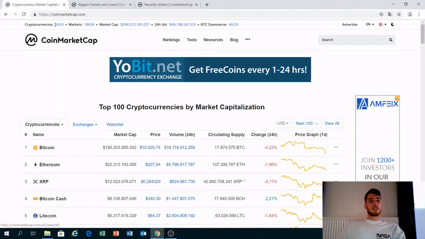As you can see, there are a lot of coins, and Bitcoin has dominance at almost 70%, 68.2% to be exact. So that's a lot. 68.2% of the whole crypto market is Bitcoin. That's because Bitcoin is popular, almost everybody knows about Bitcoin. That's why this number is so large.